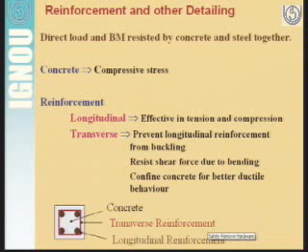The second role is to resist shear force due to bending. When bending occurs, shear forces come into the picture, so this transverse reinforcement takes care of the shear force due to bending. Third is to confine the concrete for better ductile behavior.